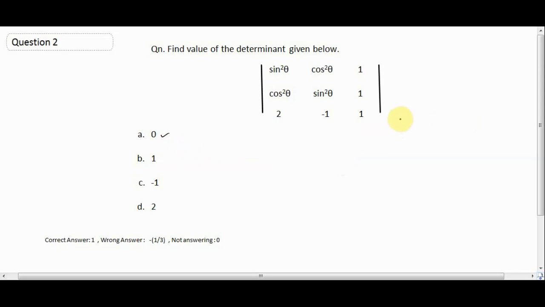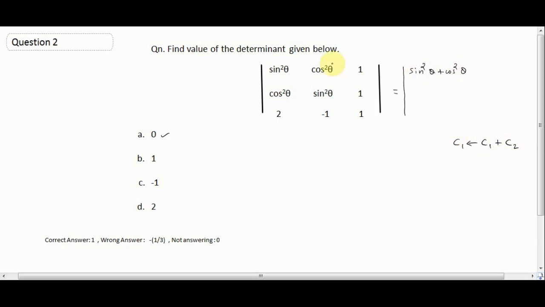Here also we may make use of property number 3 and 5 once again. Here if I replace column number 1 in terms of column number 1 and column number 2, the value of determinant should not change. That is what property number 5 says. So here I rewrite this determinant as determinant of sin square theta plus cos square theta, sin square theta plus cos square theta as per this manipulation.